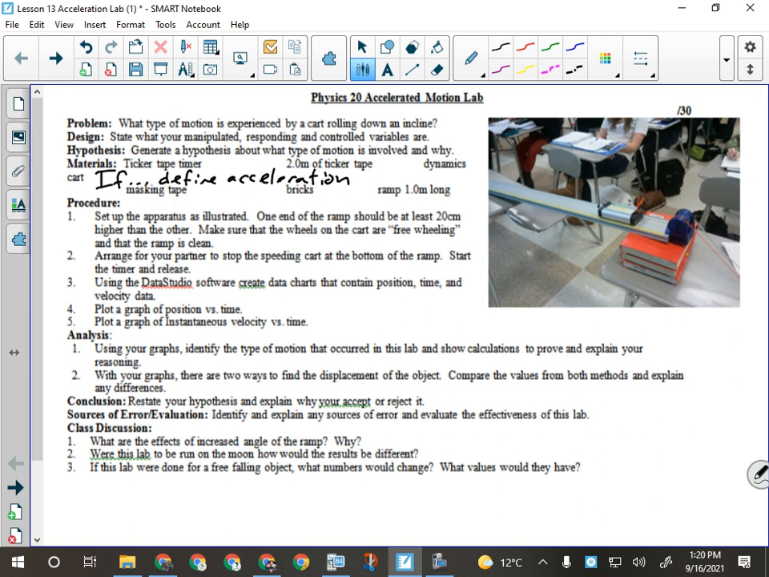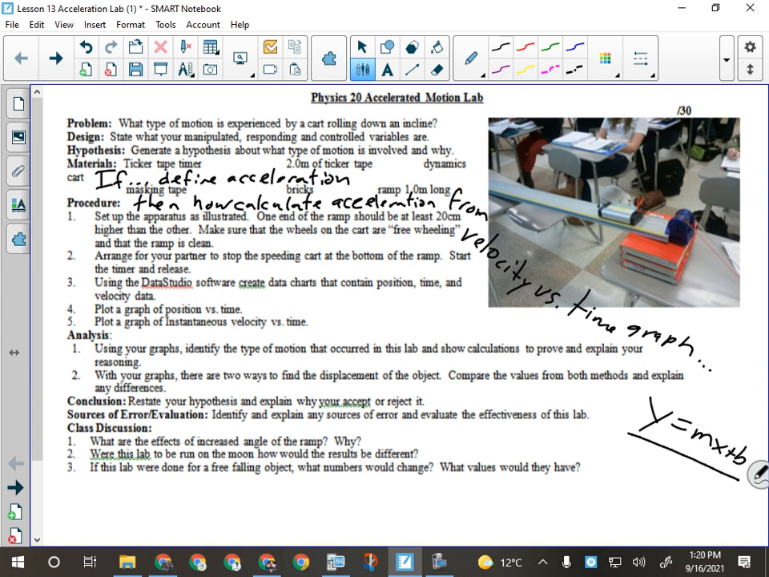In the then part, I want you to tell me how you'll calculate acceleration from the velocity versus time graph. Okay, and again, that's going to be to do with this. Okay, because your velocity versus time graph should have what shape?